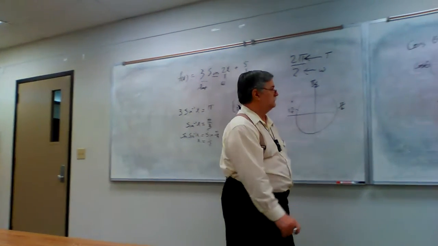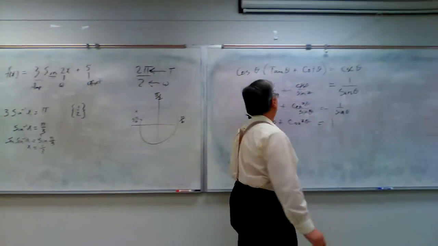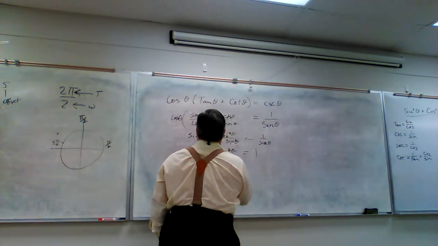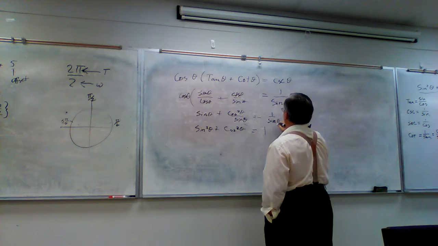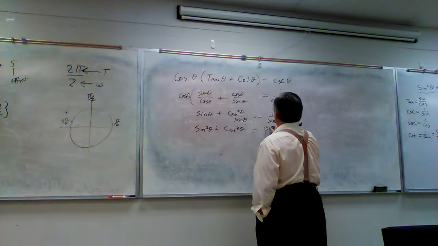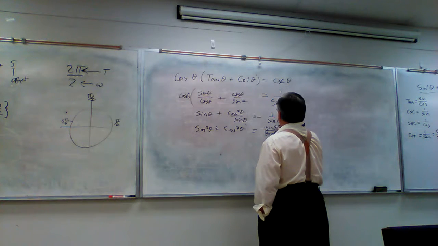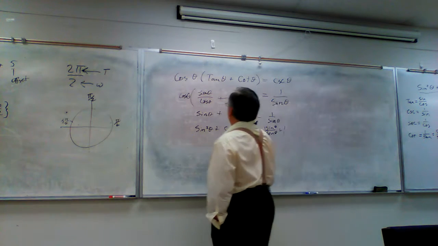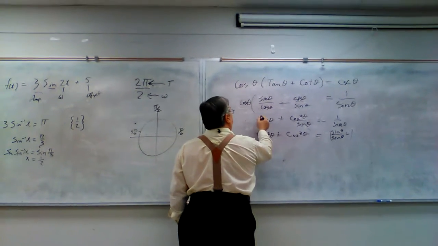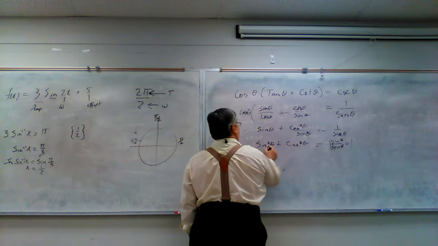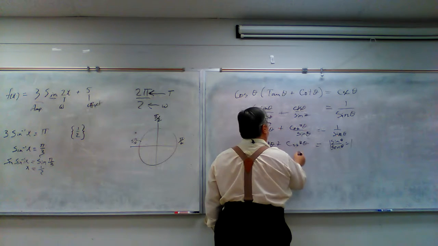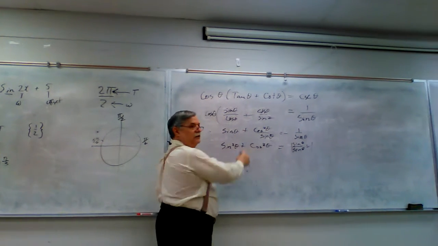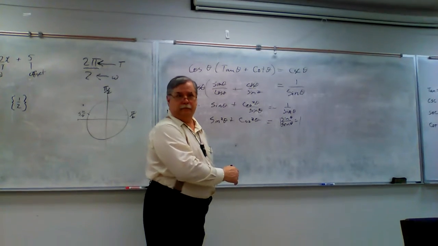Where do you get the sine squared? I multiply both sides of this equation by sine theta. So this becomes sine theta over sine theta, which is 1. This becomes sine theta times sine theta, which is sine squared theta. Sine theta times cosine squared theta over sine theta leaves cosine squared theta because the sines cancel.